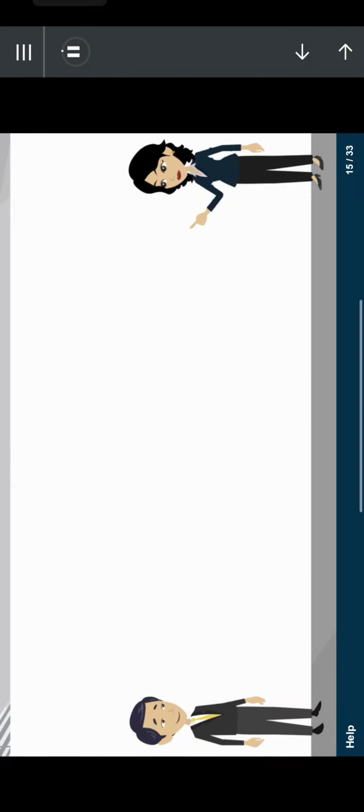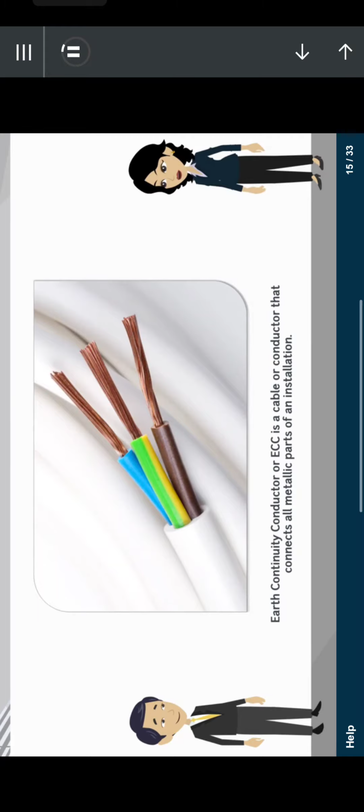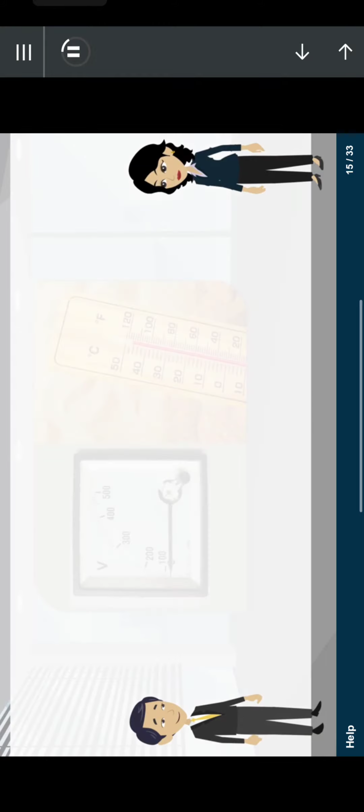Welcome to the next topic on earth continuity conductor. You all must be knowing what is an earth continuity conductor or ECC, right? Just for a recap, it is a cable or conductor that connects all metallic parts of an installation. It is connected to the earthing lead at a connecting point. Is that correct, Mayank? Absolutely, Surabhi. Great. So, in this topic, we are discussing about the size of ECC. Please tell us about it.